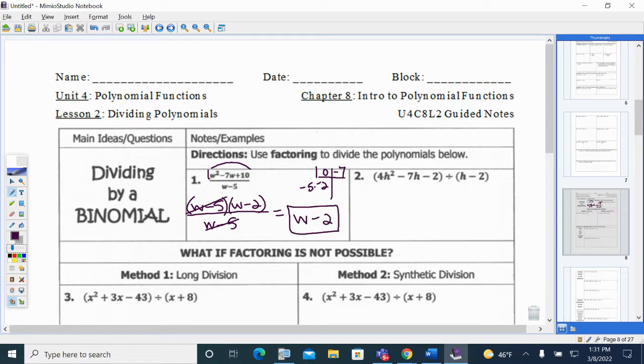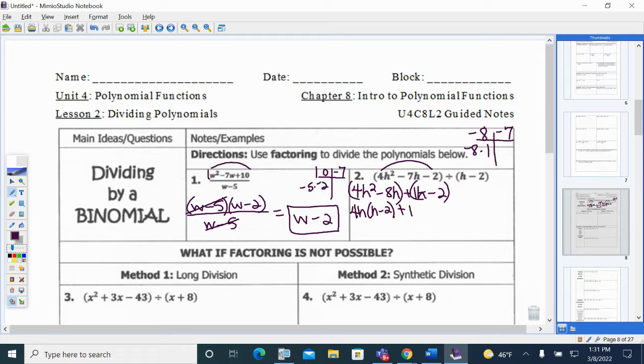On question number 2, I've got 4h squared minus 7h minus 2 divided by h minus 2. So we've got to factor the 4h squared minus 7h minus 2. So I need two numbers that multiply to give me negative 8, that add to give me negative 7, which would be a negative 8 and a positive 1. So I'm going to see if I can group this. That would be an h minus the 2 group. Bring out the 4h. H minus 2.